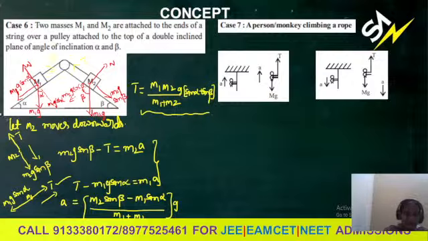For example, they are asking what is the tension towards the pulley. Towards the pulley, it will be equal to 2T.